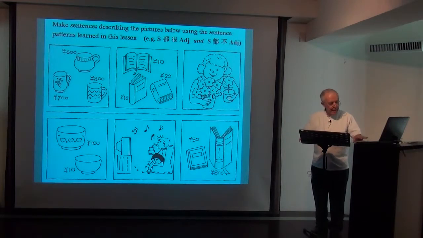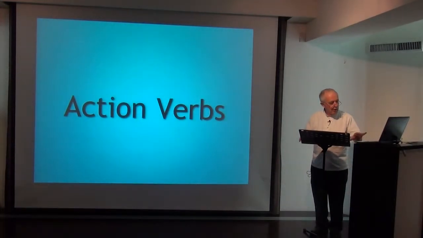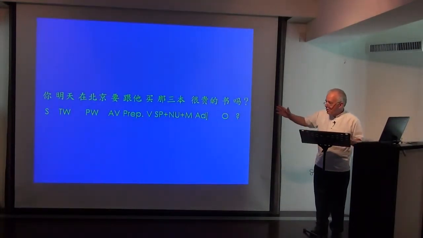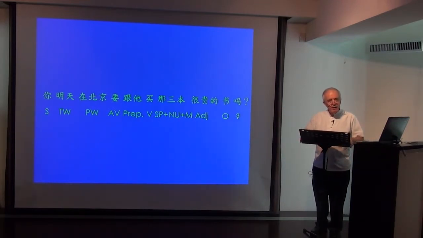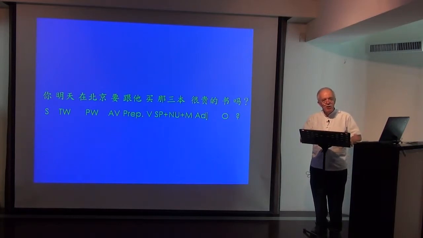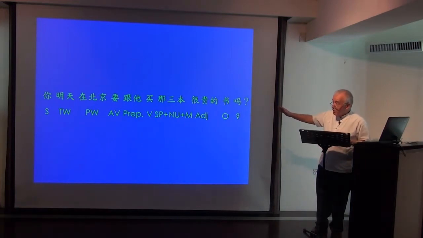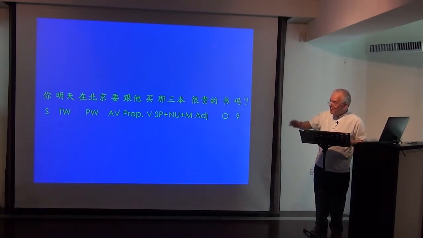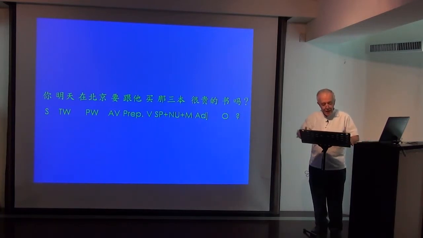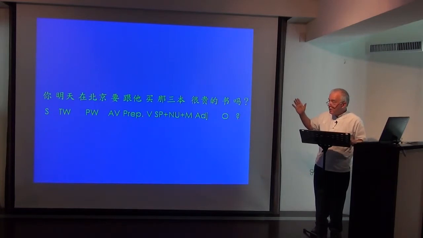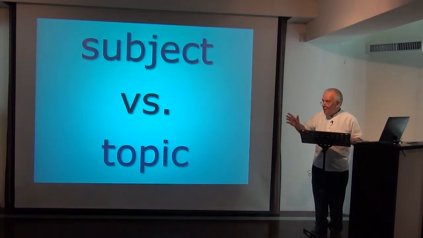So that's Chinese adjectives. Then the third sort of verb, action verbs. It doesn't have to say much about action verbs. The good thing is there's no irregular verbs in Chinese, not like English, I am, you are, he is. So what we're now going to do is to look at this sentence, 你明天在北京要跟他买那3本很贵的书吗? And we're going to look at the parts of speech. So let's start off at the beginning, the subject.